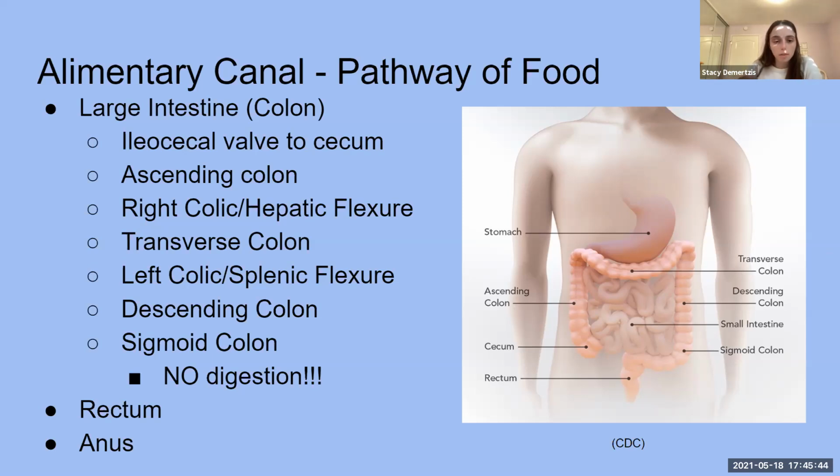So food is going to travel up the ascending colon. It's going to take a turn at the right colic, otherwise known as the hepatic flexure. It's going to travel horizontally across the transverse colon. It's going to take a turn at the left colic, otherwise known as the splenic flexure. It's going to travel down the descending colon, down the sigmoid colon, and then it'll reach the rectum and anus, and then we will excrete that waste.